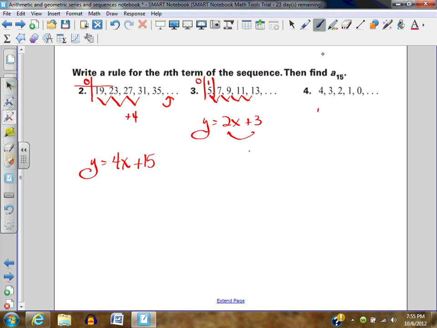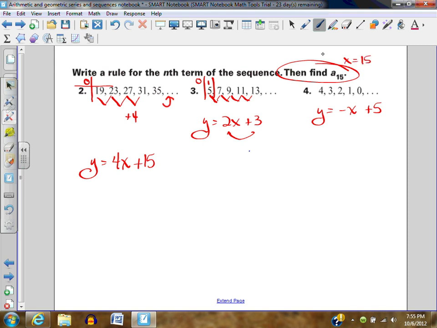Now this one, obviously, it's a decreasing function, which means a negative graph. I get negative x plus 5. But wait, there's more. They asked me for a sub 15. That simply means x equals 15.